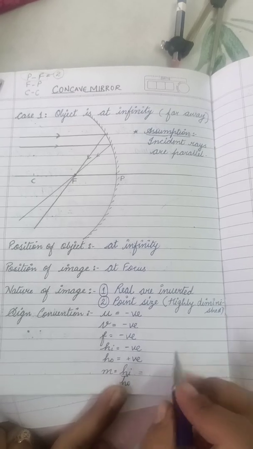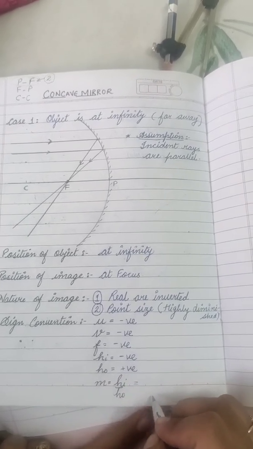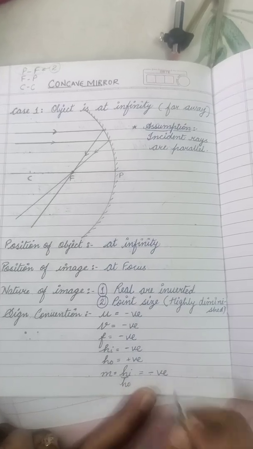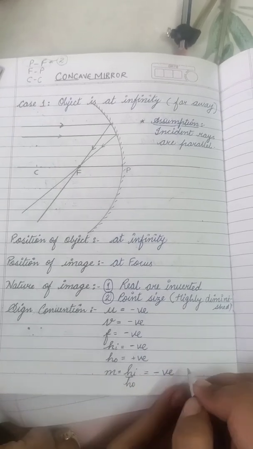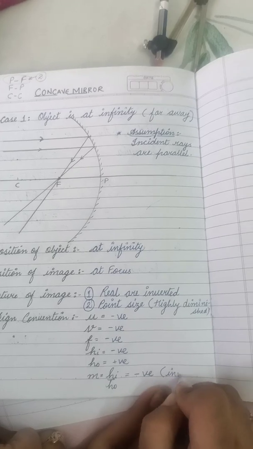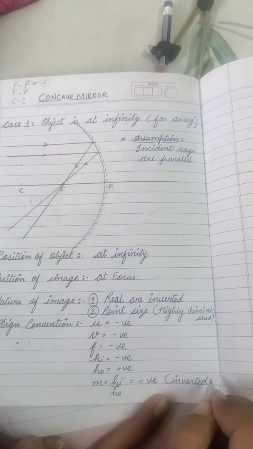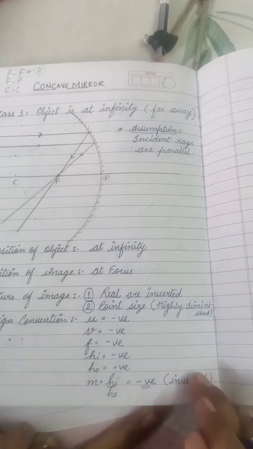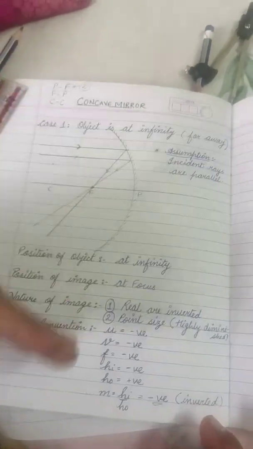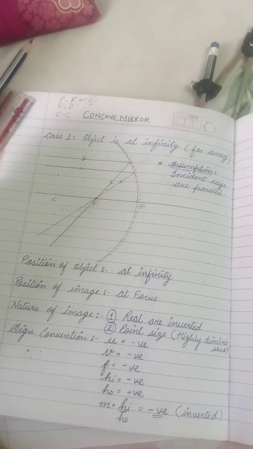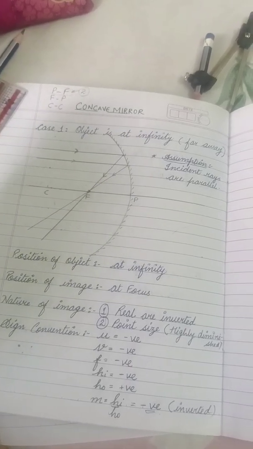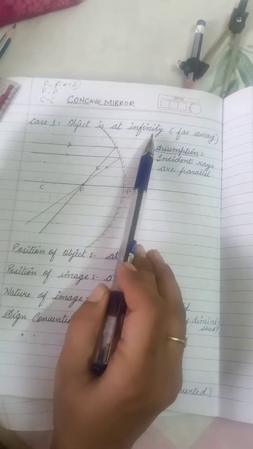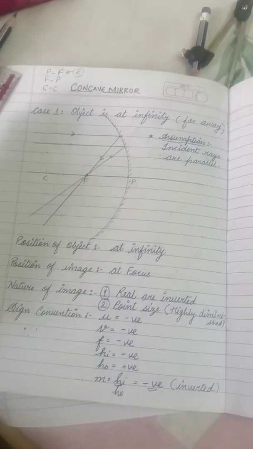m is the magnification, hi upon ho. Negative upon positive will give us a negative value. So the magnification here is negative. Negative means inverted. If our image is inverted, then m will always come out negative. All right, so you may practice this diagram. This is how we have drawn a ray diagram for image formation when the object is at infinity. Okay, thank you.